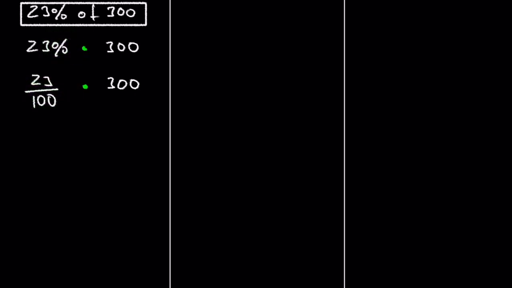So we get 23 over 100 times 300. And after cancelling out the two zeros, we get 23 times 3, which is 69.